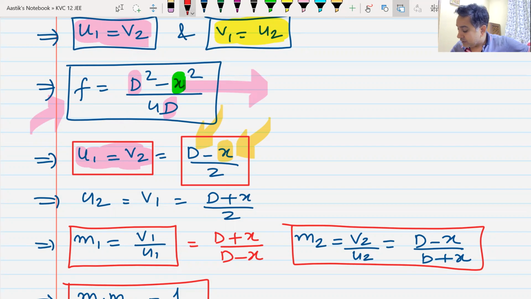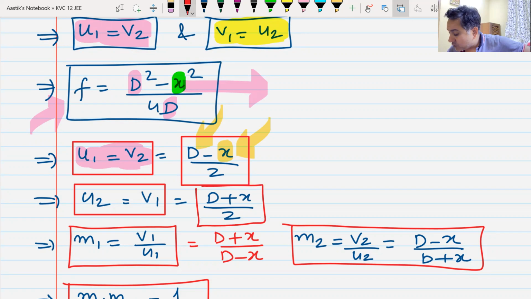Similarly, u2, which is equal to v1, we have already seen, can be proved to be equal to (d plus x) by 2. So u1 is (d minus x) by 2 and u2 is (d plus x) by 2.